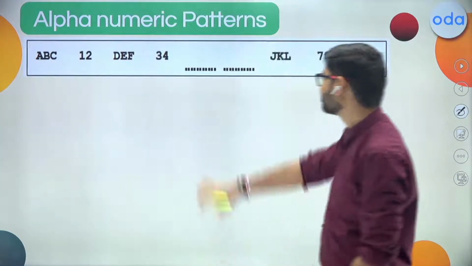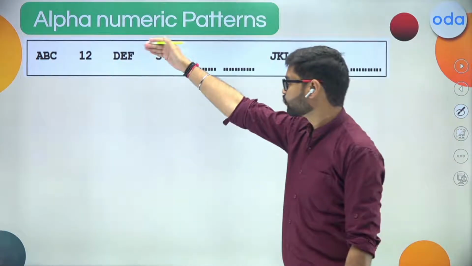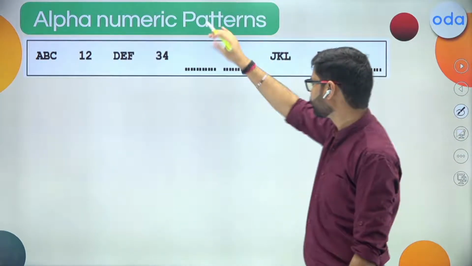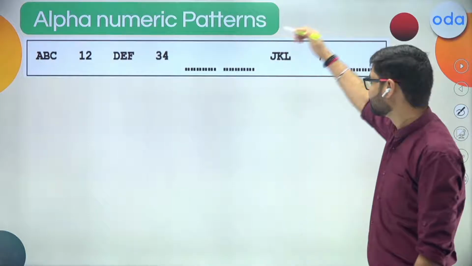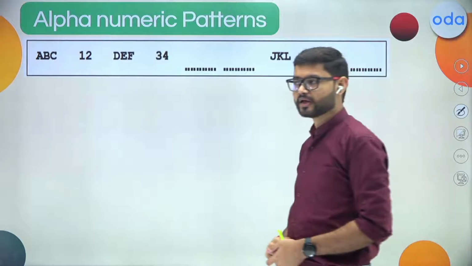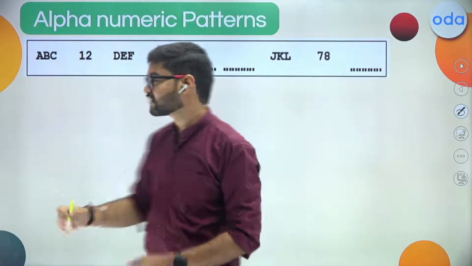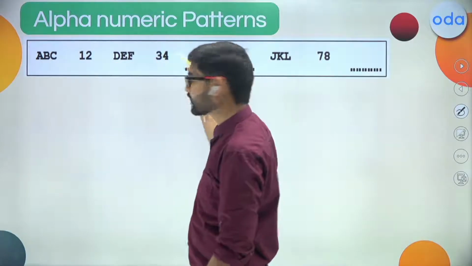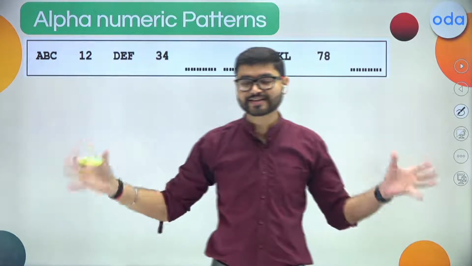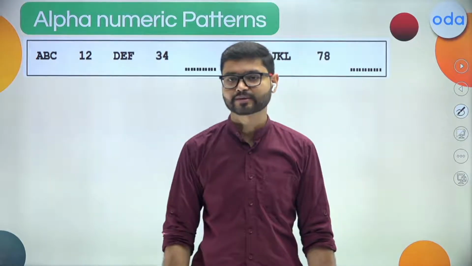So over here, this is a pattern. We have A, B, C, 1, 2, D, E, F, 3, 4. Then we have two blanks, J, K, L, 7, 8, blank again. The very first thing which would come to my mind is I can see alphabets as well as numbers. Both of the things are there. Definitely this is going to be an alphanumeric pattern.